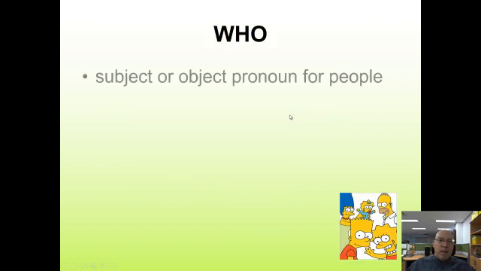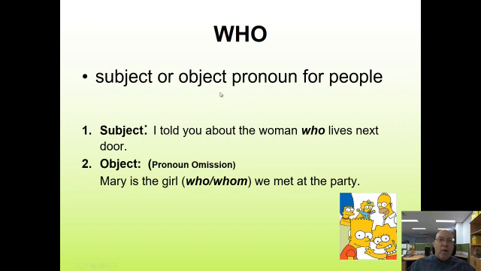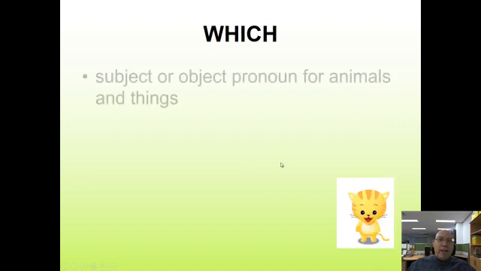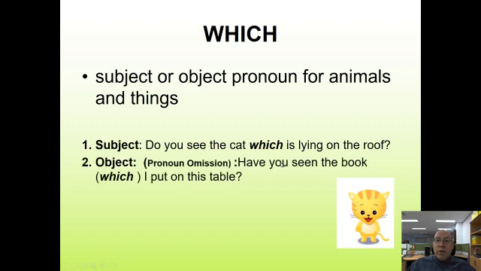Okay. Who, I'll go over this really briefly. Who is used in a subject or object. Okay, if we're going to use it as a subject, you can say, I told you about the woman who lives next door, or you can use it as an object relative clause as well. Mary is the girl who we met at the party. Okay, consider those.